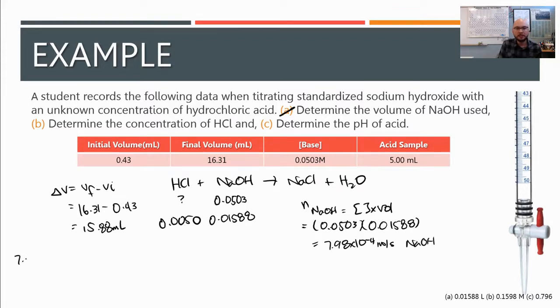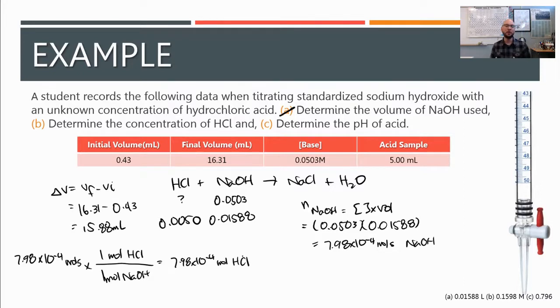Now this step here is the same thing. We're going to take our 7.98 times 10 to the negative 4 moles of NaOH, and we're going to say that 1 mole of NaOH reacts with 1 mole of HCl, which gives us 7.98 times 10 to the negative 4 moles HCl. You're saying, why do I need to multiply this by 1 over 1? It doesn't change it. No, it doesn't. For this reaction, it's very straightforward. It's a 1-to-1 ratio. That's not always going to be the case. So it's good practice just to get into that.